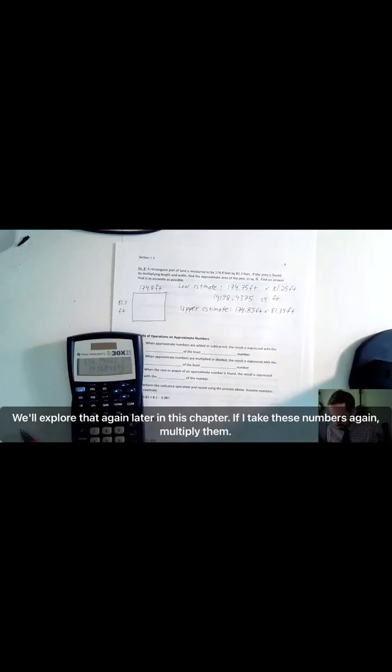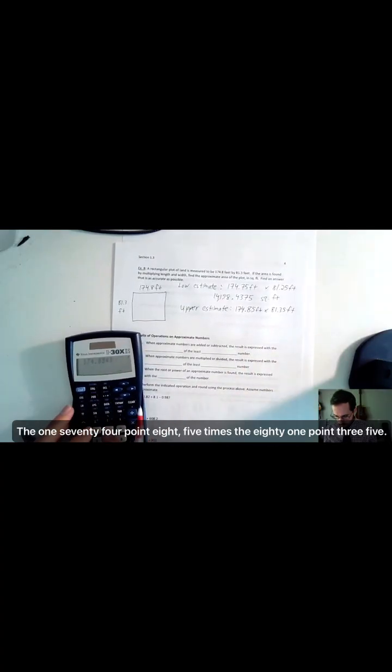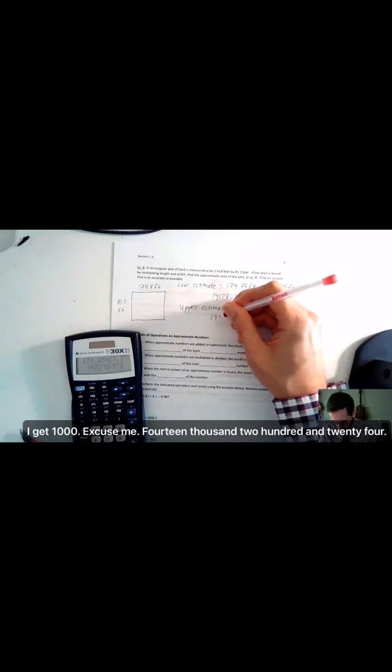We'll explore that again later in this chapter. If I take these numbers again, multiply 174.85 times 81.35, I get 14,224.0475, and that's in square feet.